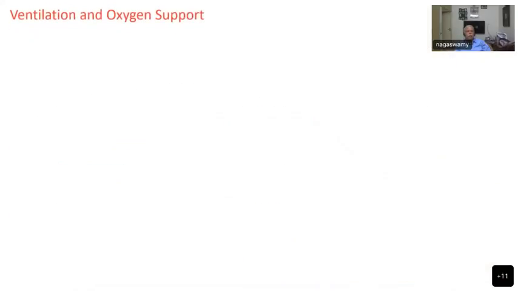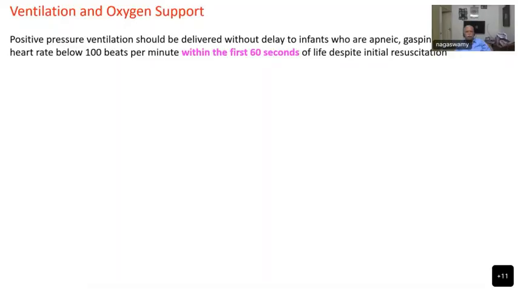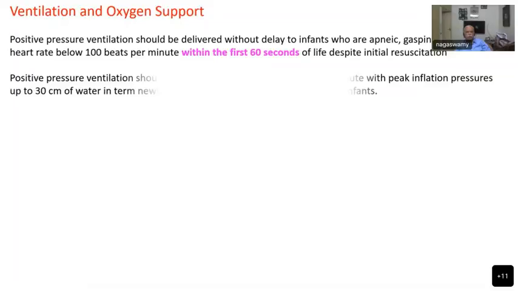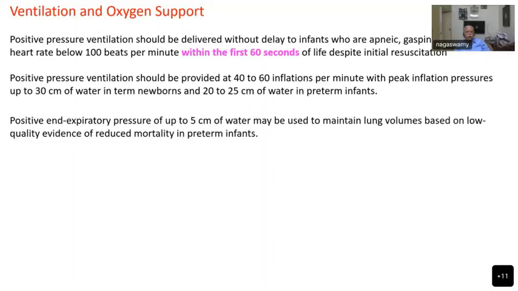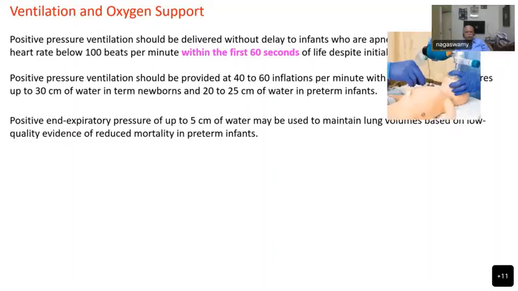And ventilation and oxygen support. Within the first 60 seconds, that is the first minute, you should try to do all that and get the heart rate above 100, with positive pressure of 40 to 60 inflations per minute and a maximum pressure of 30 centimeters of water. In fact, the resuscitator or the ambu bag you use for the babies usually has a pressure relief valve at 25 centimeters so that you don't damage the lungs. And you can use PEEP up to 5 centimeters of water. So this is how you do the resuscitation.